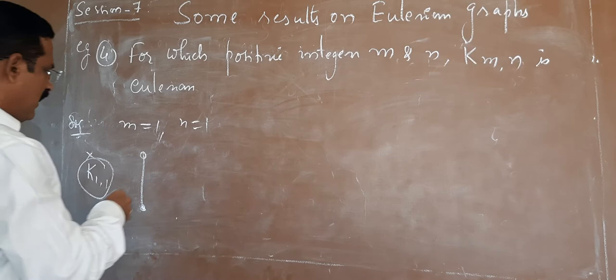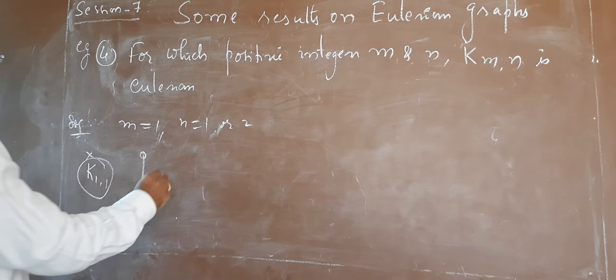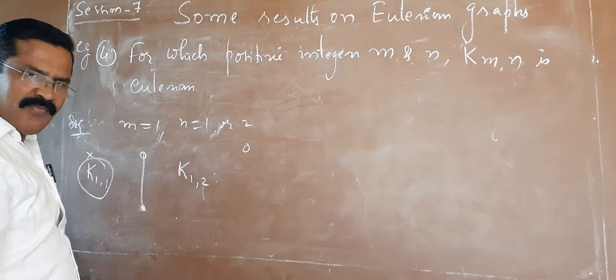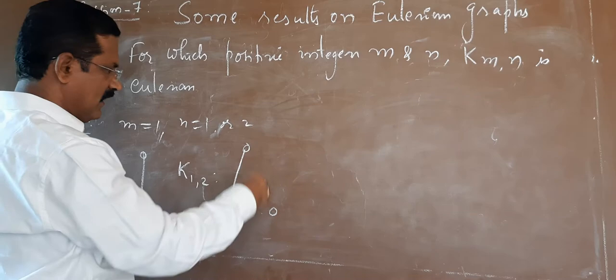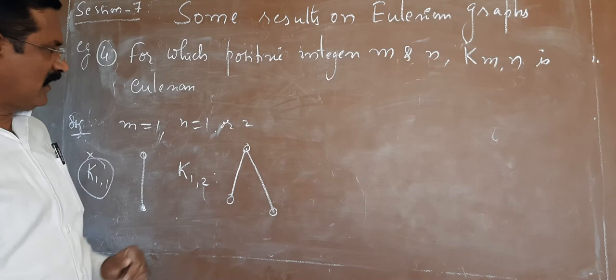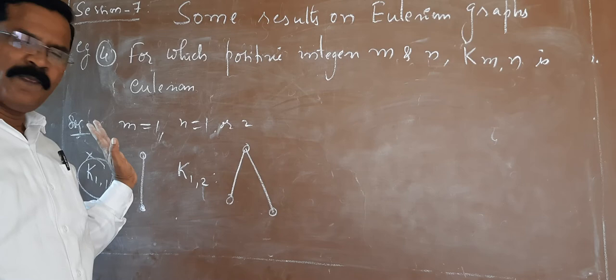If I consider M as 1, N as 2, in that case what happens? So it is K1,2. One vertex at the top and two vertices at the bottom. Now if I join, because the complete bipartite graph definition says each vertex of this set must be adjacent with every vertex of the other set. So it is K1,2. If you observe the degree, here though it is even, but these two vertices are of odd degree. So it is not eulerian.